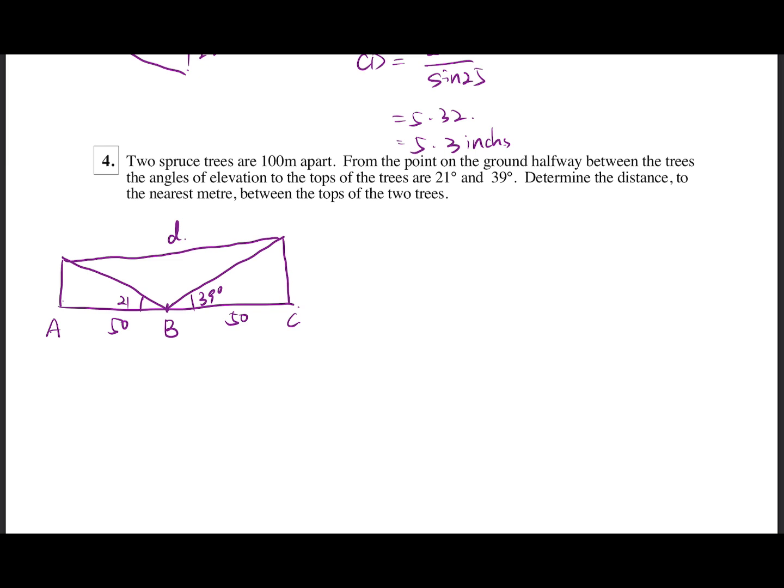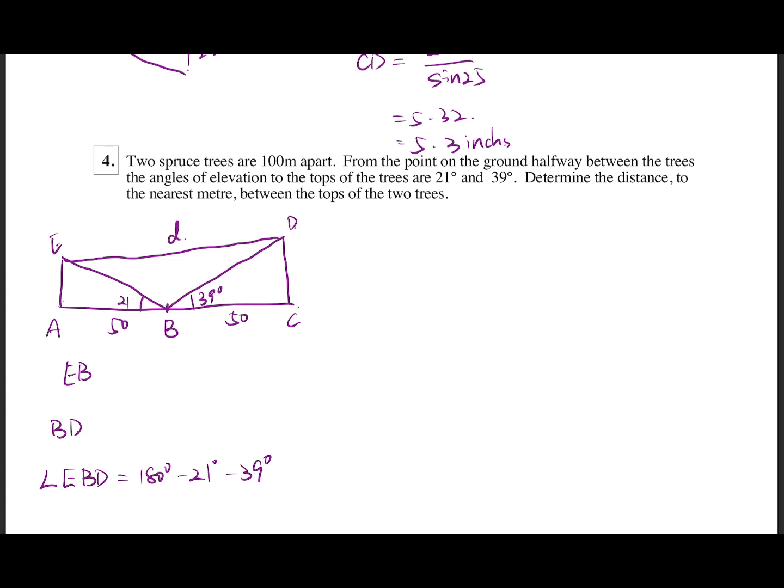The first thing we can find: this is E and this is D. We can find the two sides EB and BD. Then we can find angle EBD, which is 180 minus 21 degrees minus 39 degrees. Now we have two sides and the angle between them, so we can find the distance ED.